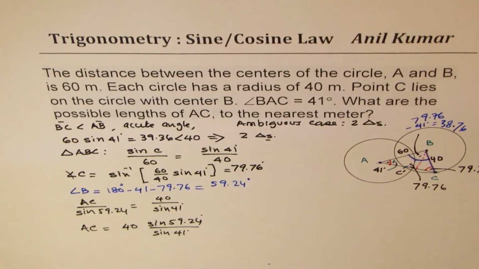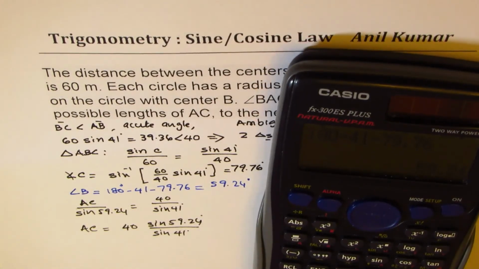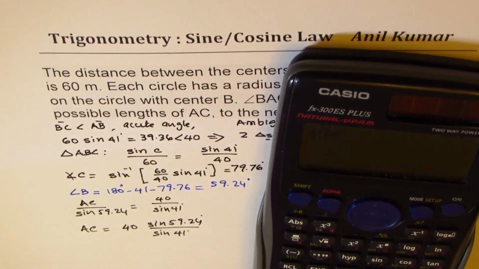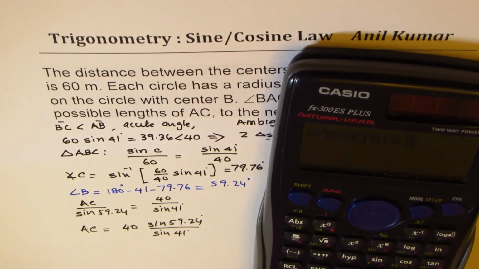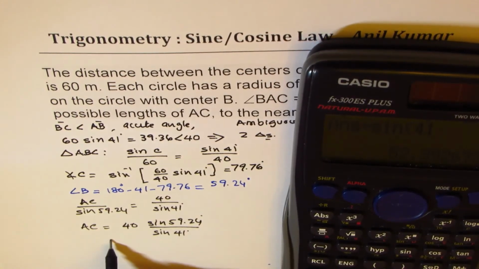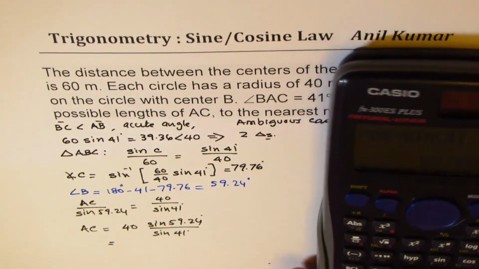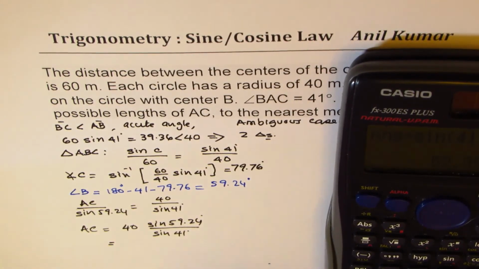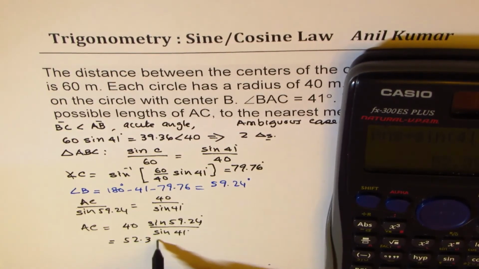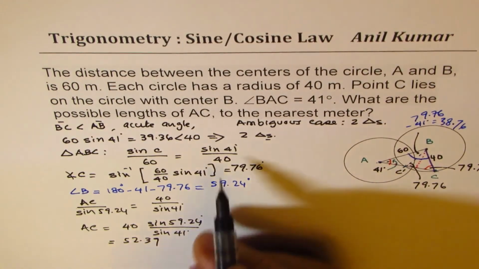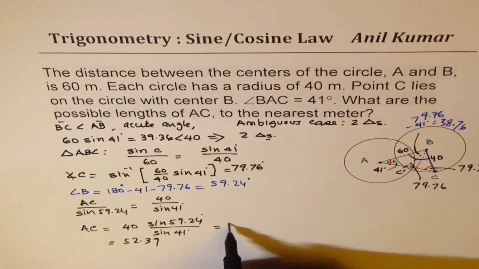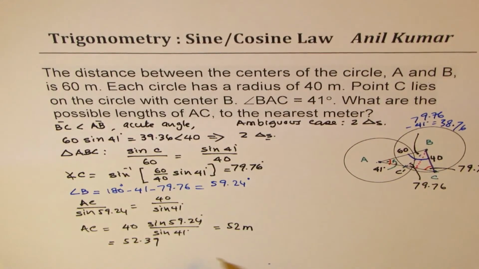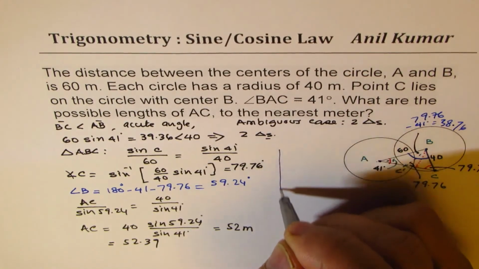These are all in degrees. Let's calculate this. We have 40 times sine of 59.24, and we divide this answer by sine of 41. That gives me 52.39. We have to round to the nearest meter, so I round this to 52 meters, correct? So for AC, one possible position is 52 meters.